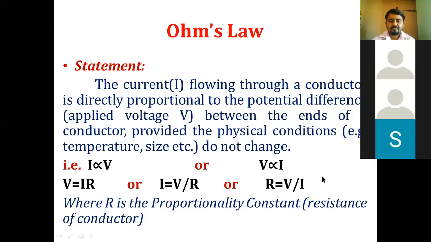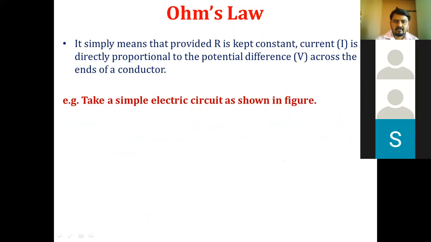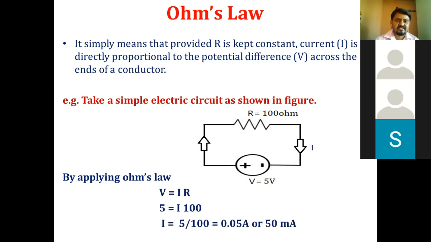Okay. So you have to remember these formulas. Any one formula you remember, then easily you can write the other two formulas. Now based on this, I will take some formulas. Otherwise, in simplified form: provided R is kept constant, current is directly proportional to the potential difference across the ends of a conductor. It is the same Ohm's law equation, told in simplified form.